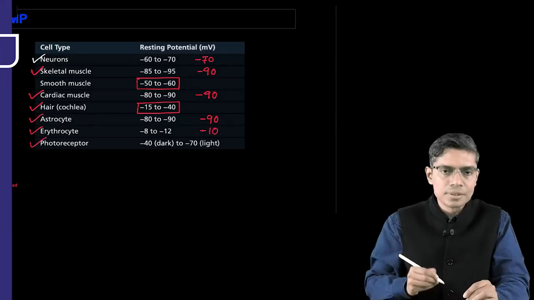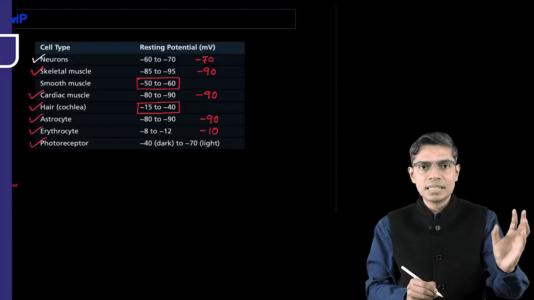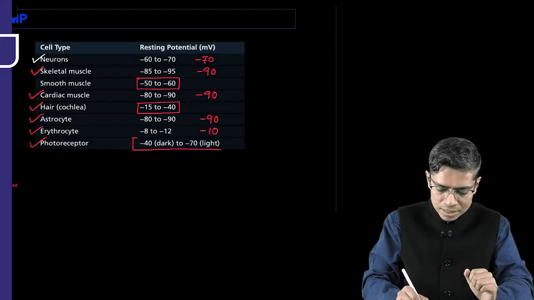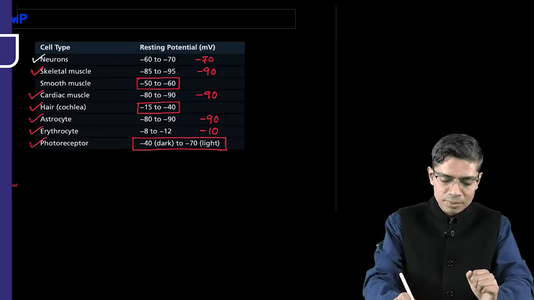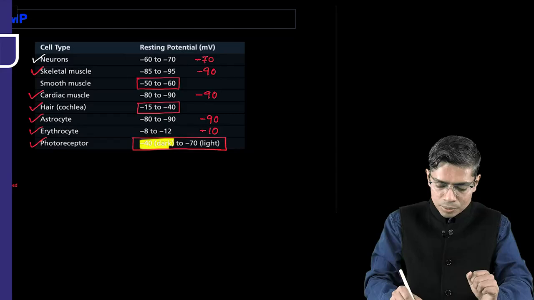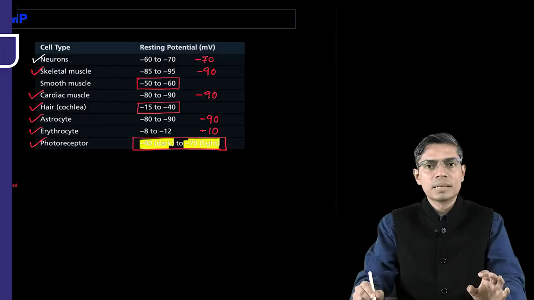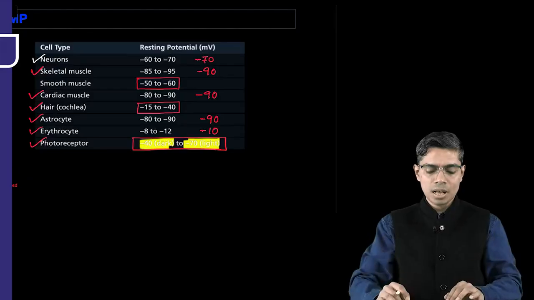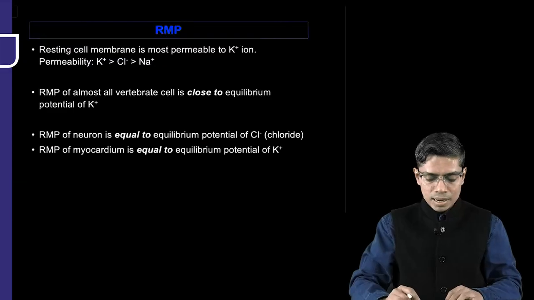And the photoreceptors, that is the rods and cones, their RMP changes during dark condition and light condition. You must remember this: in dark condition it is minus 40 millivolt, and in light condition the RMP is more negative, that is minus 70 millivolt. Very important for MCQ. We will be discussing this in the special sense topic also, but for the time being remember this value.